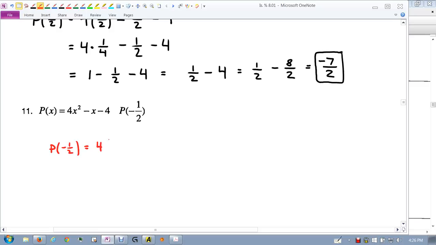We have 4 times negative 1/2 squared minus what? Negative 1/2? Maybe I should put parentheses then, because it doesn't make a whole lot of sense to write minus minus. You should put it in parentheses. Then minus 4.